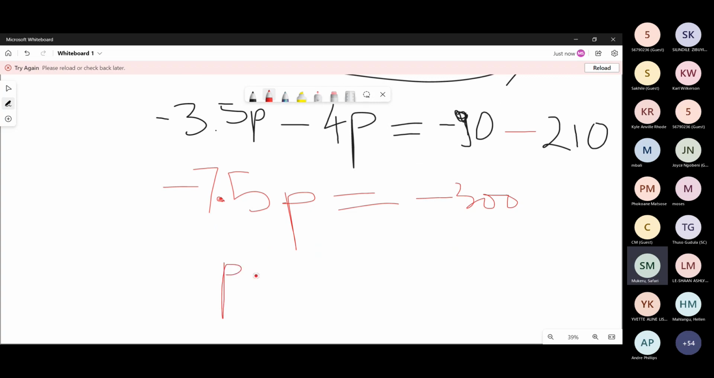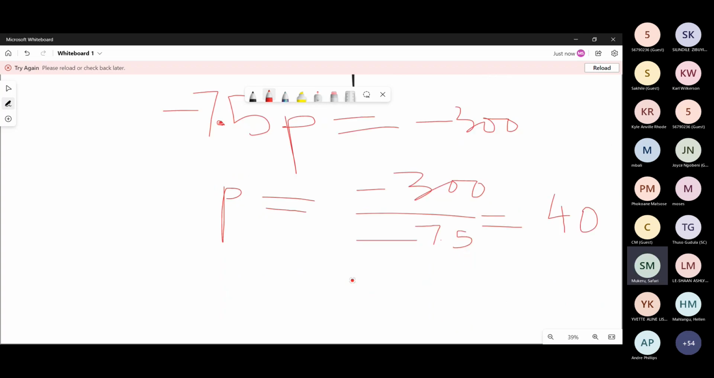Okay, P equals what now? So we can now divide. We have negative 300 divided by negative 7.5. Negative negative will be plus. What is the answer there? Please calculate that. 40, yes. You can use your calculator to find that. Exactly 40. Now P is 40. So at equilibrium, the price will be exactly 40 rand per unit.